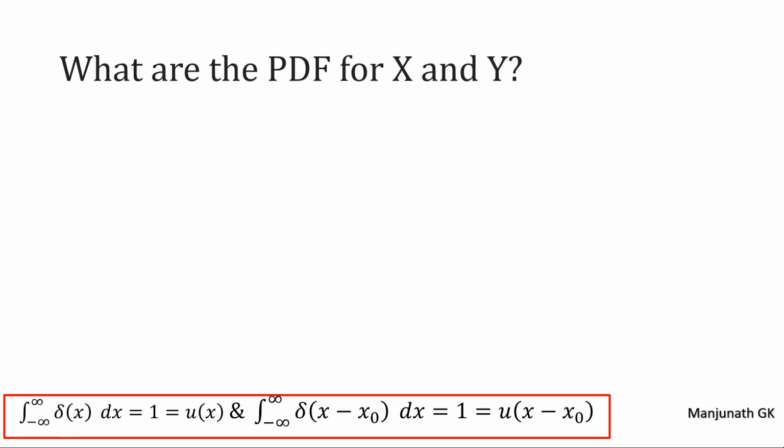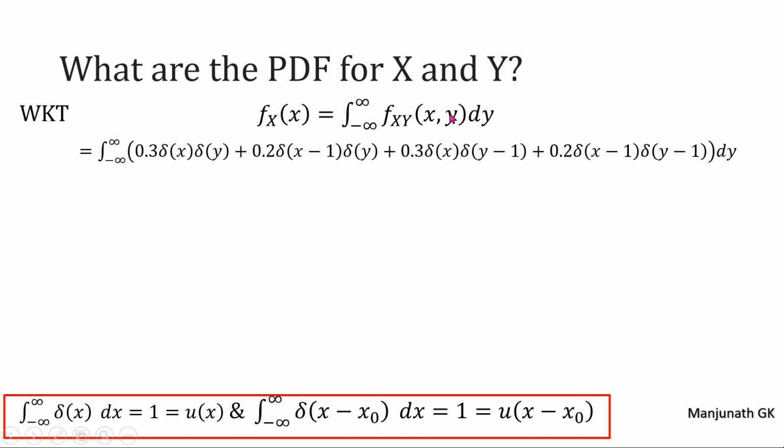What are the PDFs for X and Y? It is nothing but a calculation of fX(x) and fY(y). To calculate fX(x), integrate the bivariate PDF with respect to y. The bivariate PDF is already given.